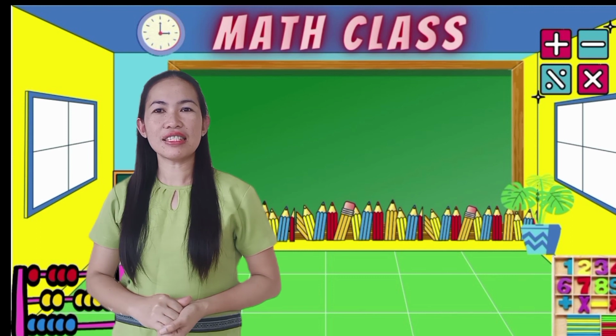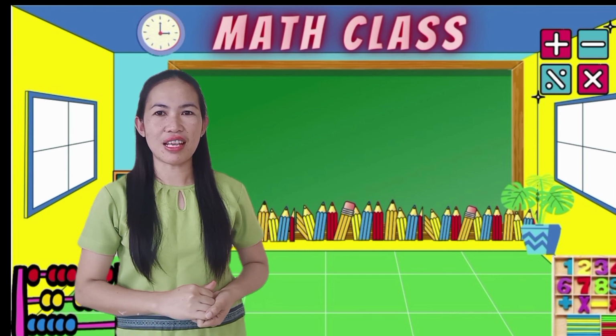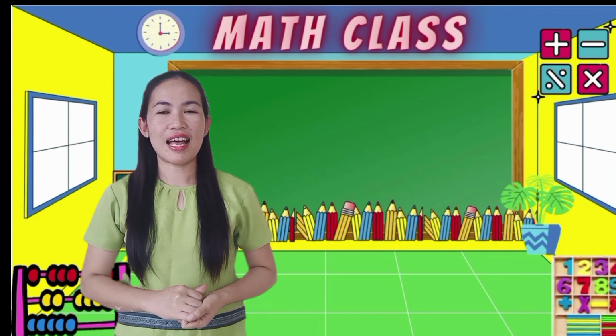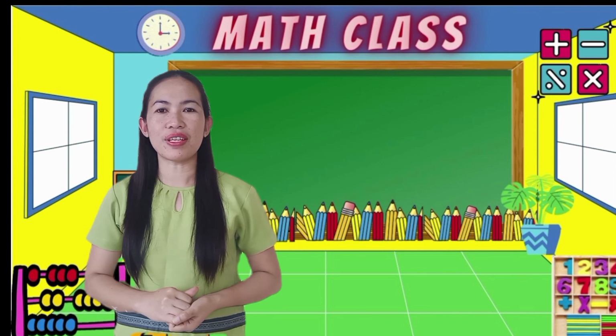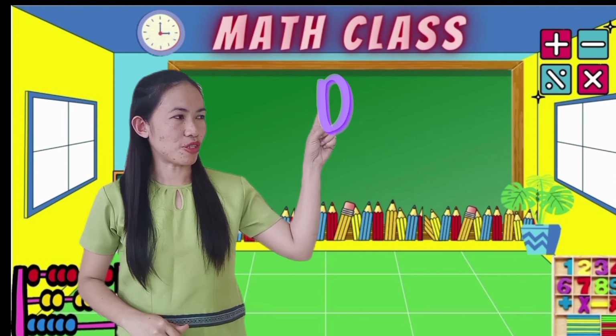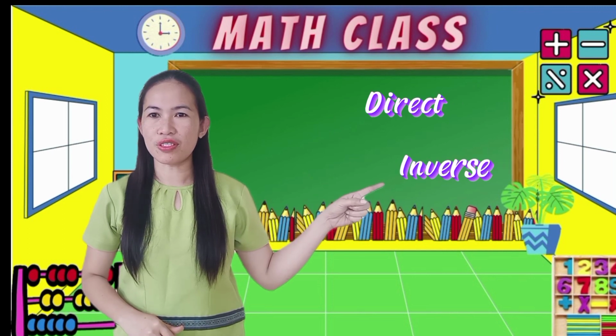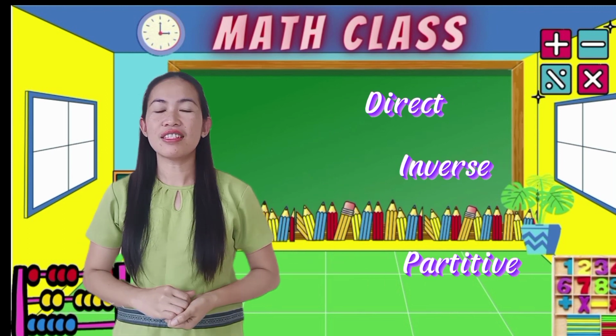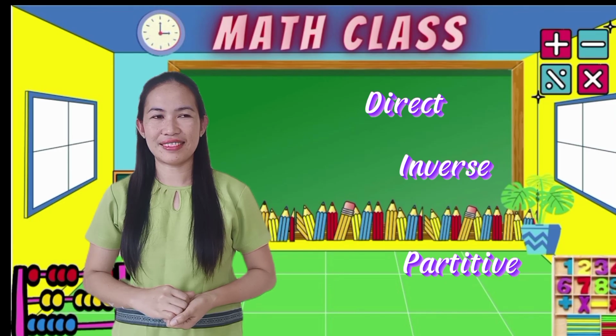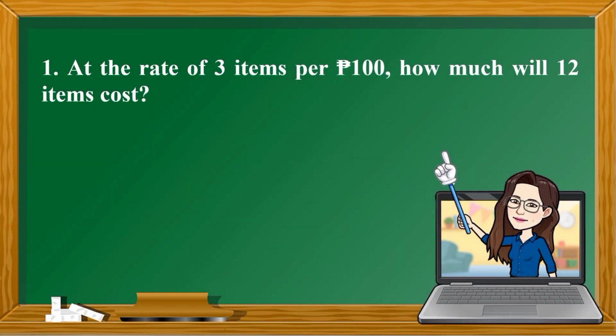Now, let's have an activity to see if you really understand our lesson for today. Identify each of the following either as direct proportion, inverse proportion, or partitive proportion, then solve the problem. Number 1. At the rate of 3 items per 100 pesos, how much will 12 items cost? Is it direct proportion, inverse proportion, or partitive proportion?